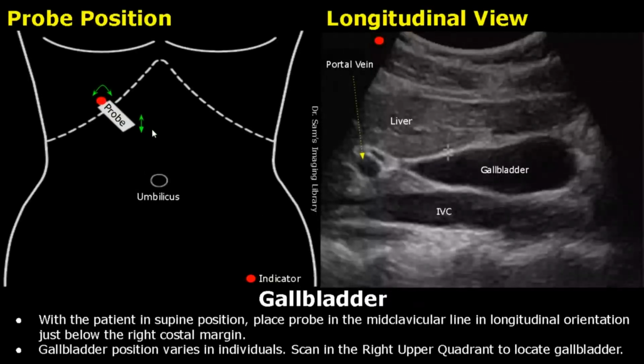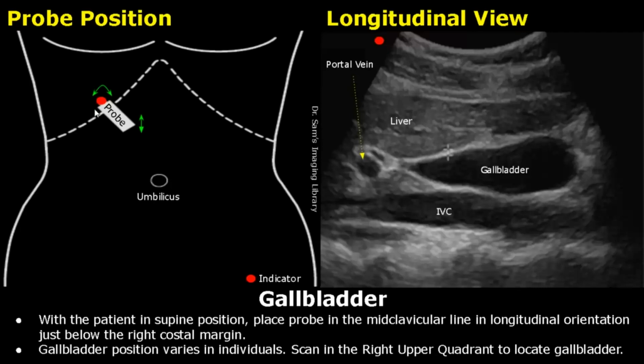This video is about gallbladder probe positioning. With the patient in a supine position, start by placing the probe in the mid-clavicular line in longitudinal orientation. The position of the gallbladder is variable, so there are some differences in probe placement. Scan the right upper quadrant until you locate the gallbladder.